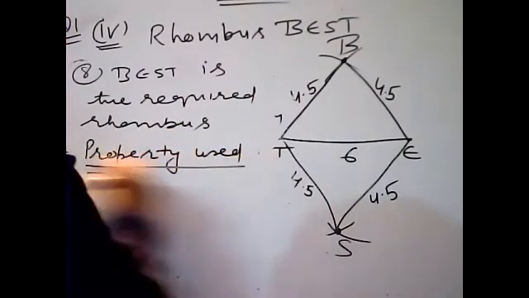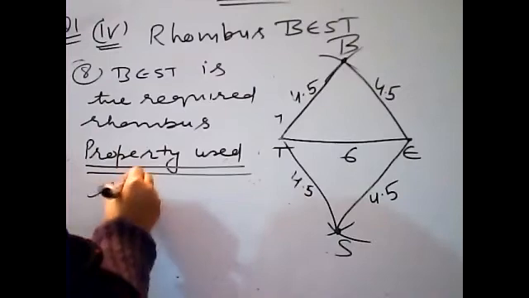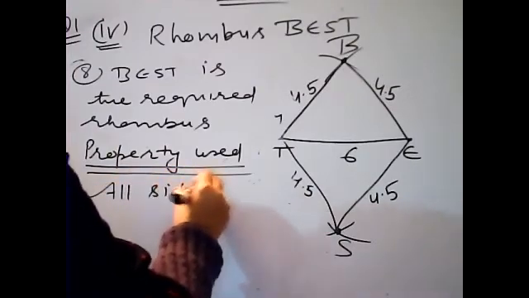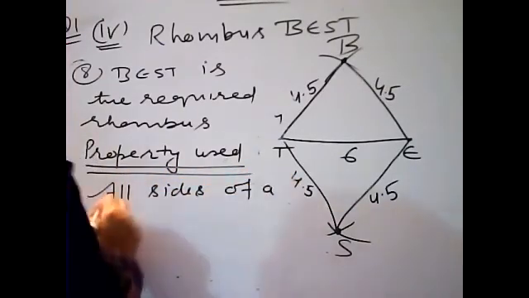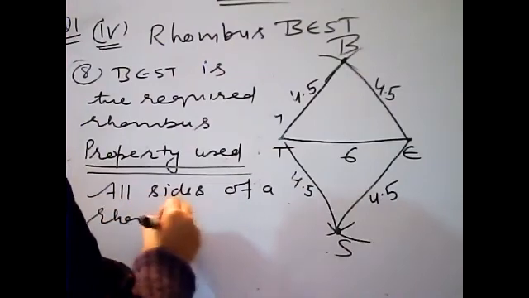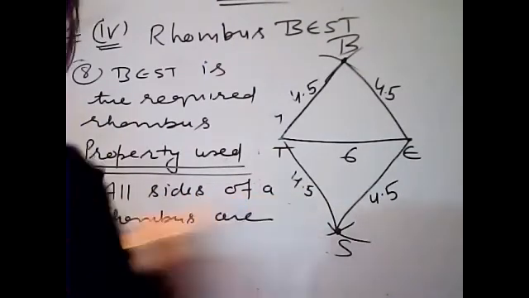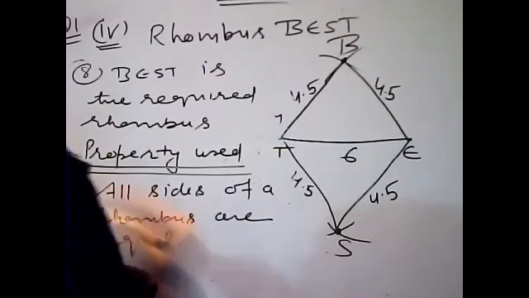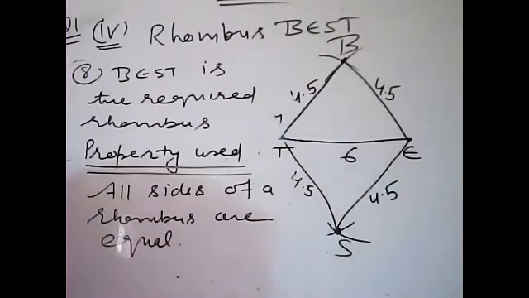Property used: all sides of a rhombus are equal. All sides of a rhombus are equal.